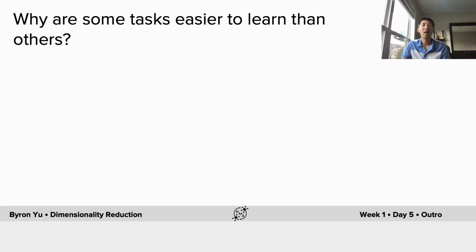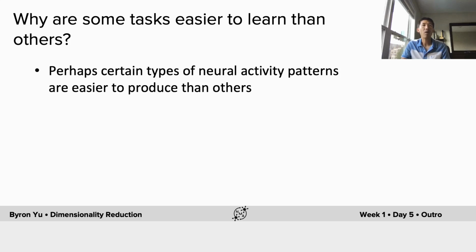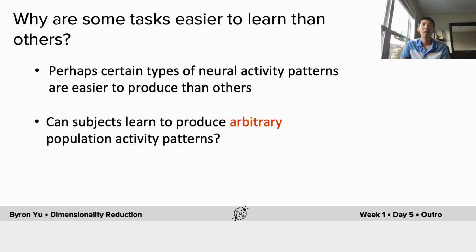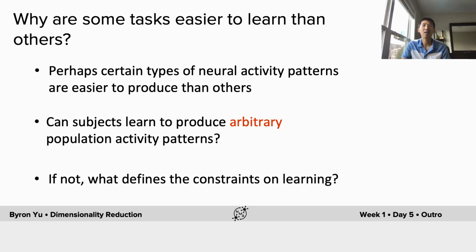Well, the first thing to realize is that different tasks require the brain to produce different patterns of neural activity. So what if it were the case that certain neural activity patterns were easier for the brain to produce than others? That could be an explanation for why some tasks are easier to perform than others. And can we go as far as to ask whether subjects can learn to produce arbitrary population activity patterns? And if not, what defines the constraints on learning?